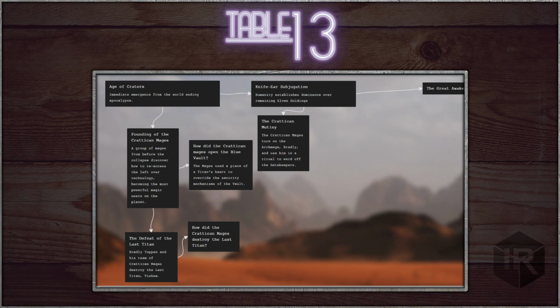And thus was the beginning of, or the creation of, Titan's Grave. Oh, nice. I like that. That's awesome.